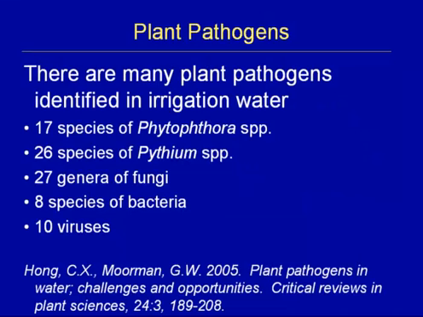Plant pathogens is probably the most important biological aspect of water quality as growers that we deal with. There are many plant pathogens identified in irrigation water: Phytophthora, Pythium, fungi, bacteria, viruses. Probably the most important one we typically deal with are zoospores, which are the active, infective swimming spores of the water molds Phytophthora and Pythium.